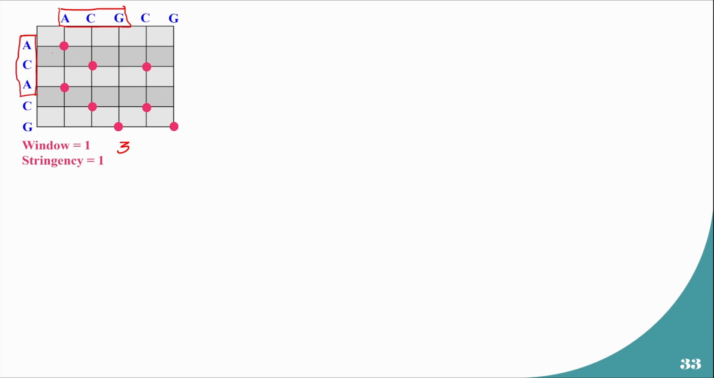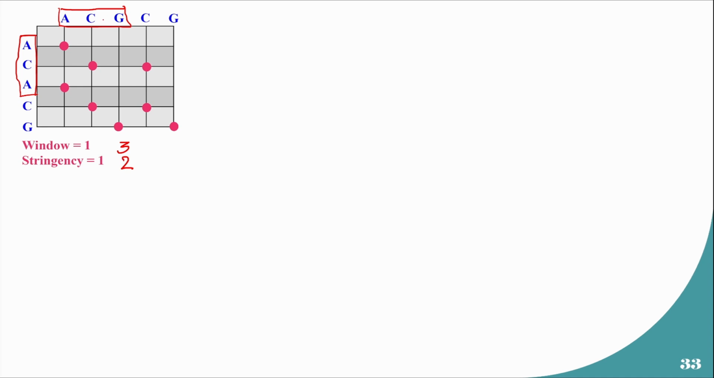Now in this case, if we compare ACG versus ACA, of course, the entire sequence is not matching. That is where the stringency comes in. The stringency is basically the strictness of the comparison. So if you have a stringency of 2, then if 2 of the characters in this 3-element window are present at the exact same position, you can say that they are matching and you put a dot here.